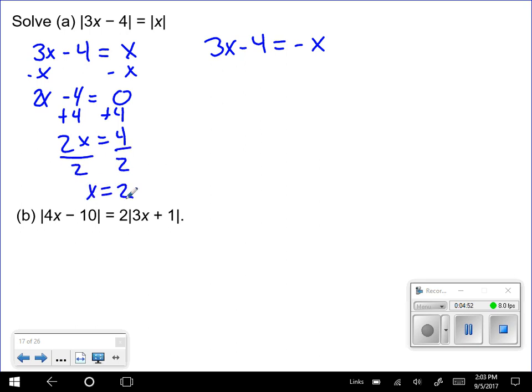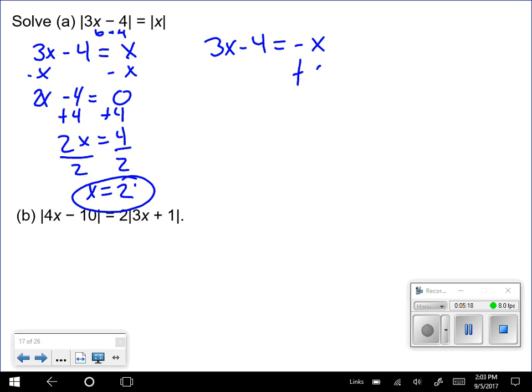Now, it's always good to check that. So plug it back in. 3 times 2 is 6. 6 minus 4, and look, I'm not showing every step, 6 minus 4 I know is 2, and the absolute value of 2 is 2. And then over here, I had x equal 2, and the absolute value of 2 is 2. So I know I got that right. So I know this is an answer. It's good to work on checking your work.